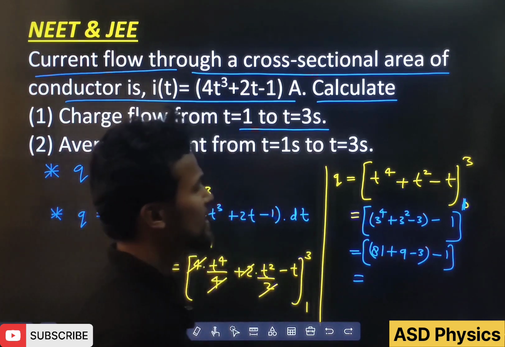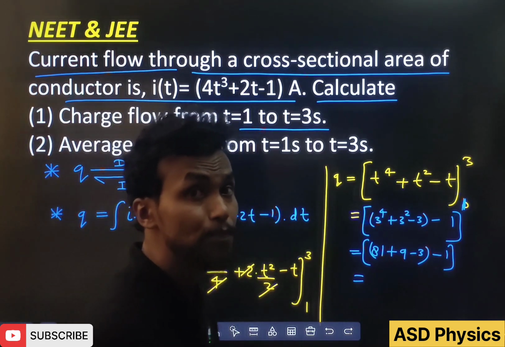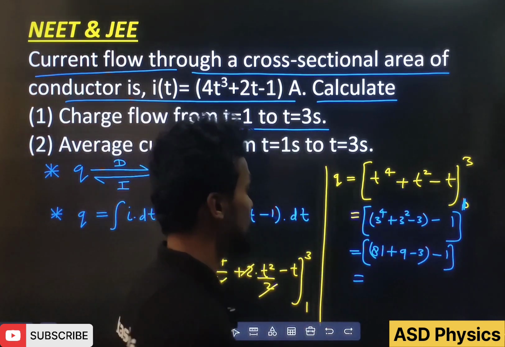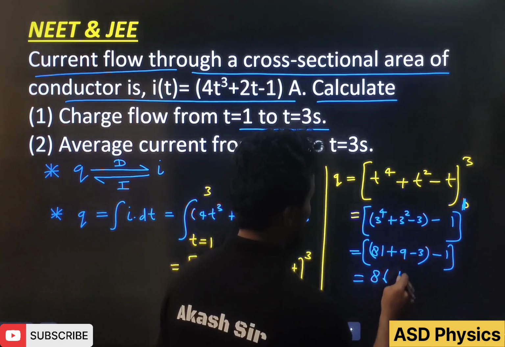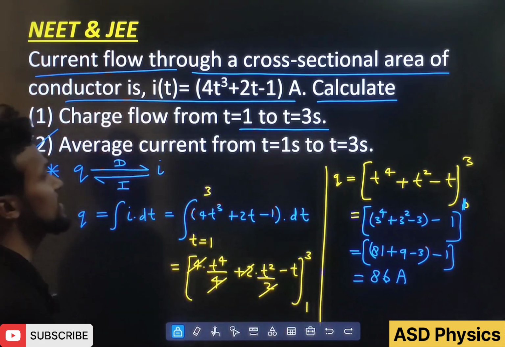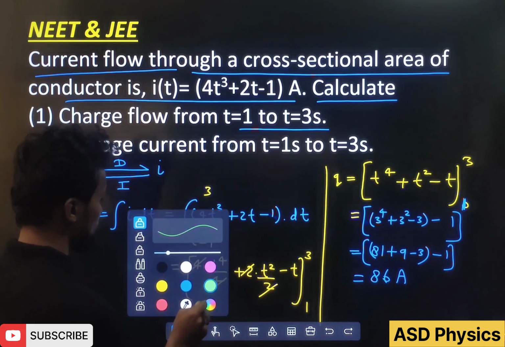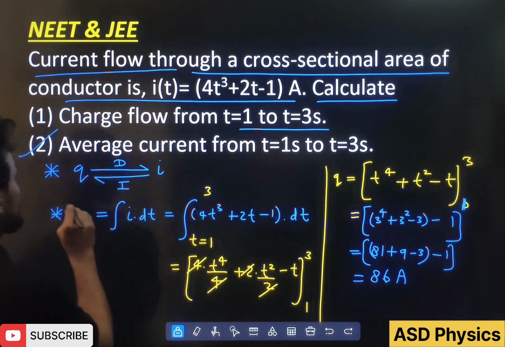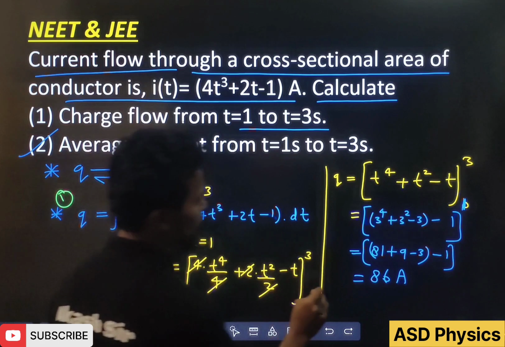81 plus 9 is 90. 90 minus 3 is 87. 87 minus 1 is 86 ampere. Okay, and in the second part, they are asking the average current from t equal to 1 to 3 seconds. So this is the first part, and the second part is very easy.